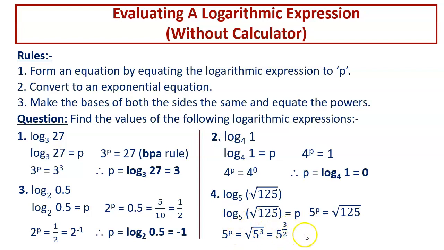And what is p? It is log square root of 125 to the base 5. This should be equal to 3 over 2, or you can write this as 1.5 as well.